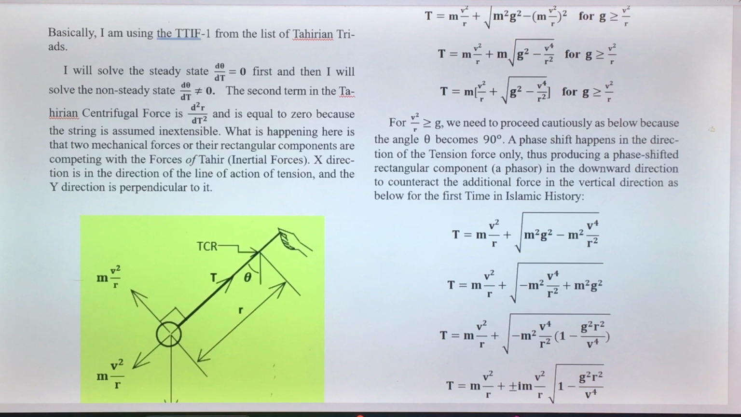Now a phase shift happens in the direction of the tension force only, thus producing a phase shifted rectangular component, a phasor in the downward direction to count. Why? Because if you keep on rotating with higher velocity, the mv square over r phase shifted force will become greater, and it will start disturbing the balance in the vertical direction. So there must be something added in mg to counteract it.